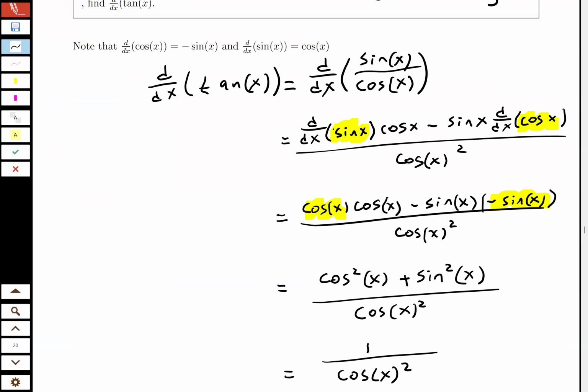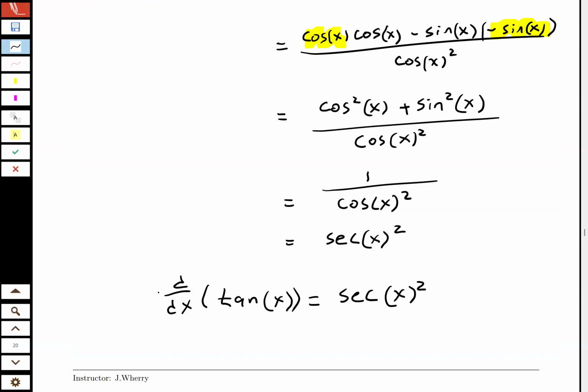cosine. Derivative of sine times cosine minus sine times the derivative of cosine, all over the bottom squared. I simplified, and I ended up with the derivative of tangent is secant x squared. If you've seen that formula before and wondered where it came from, you could use the quotient rule to get that formula. Let's check out some more examples together.